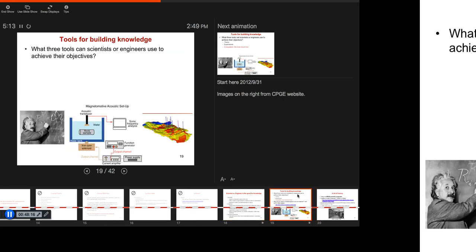So the way we build knowledge, typically, we have three basic tools, and they're kind of exemplified here. What are our basic tools? Give me just 1 minute to wrap this up.